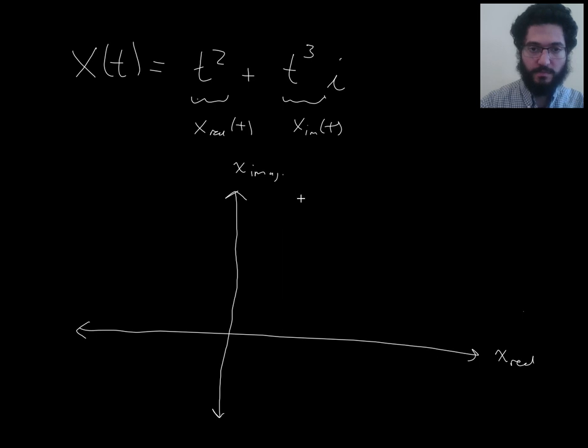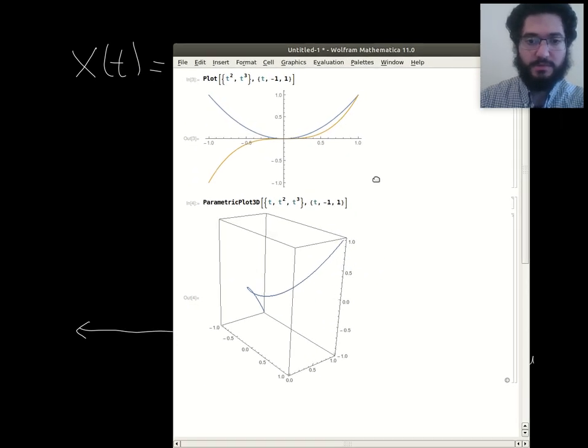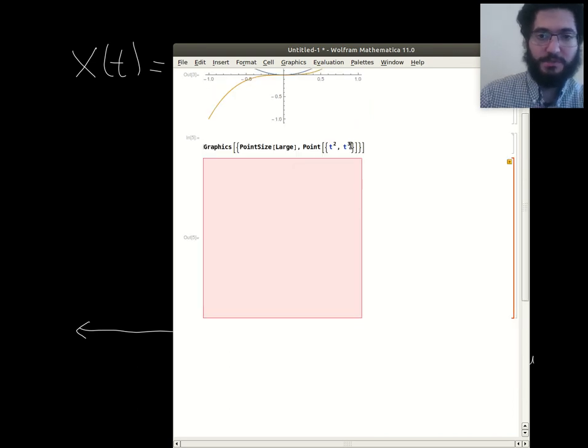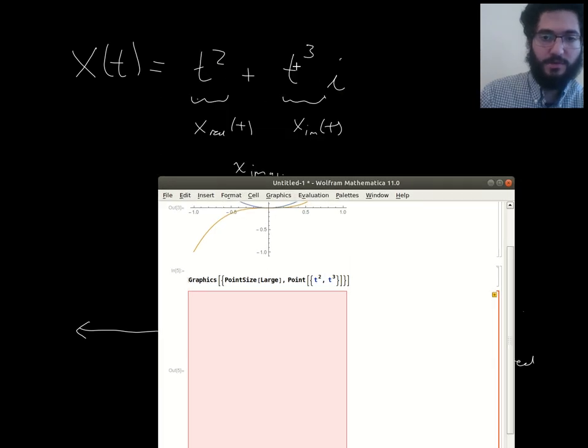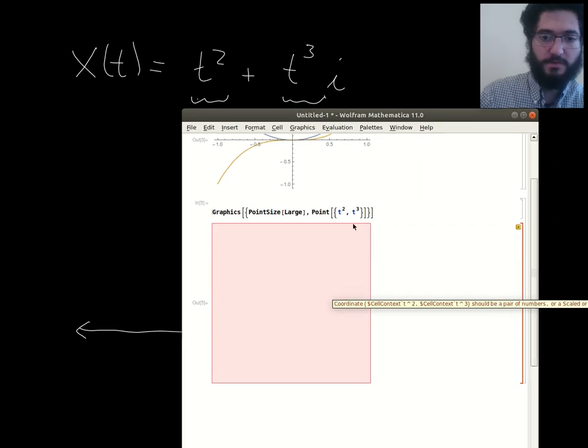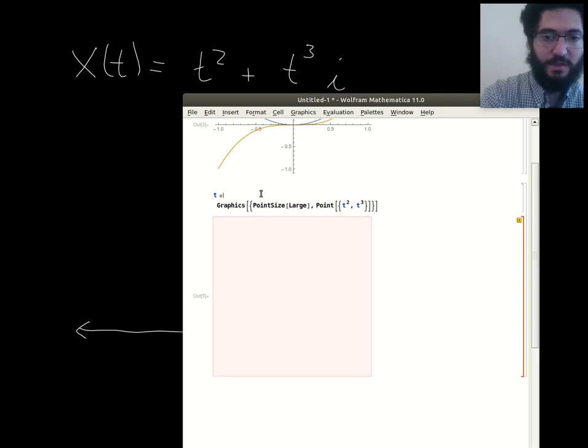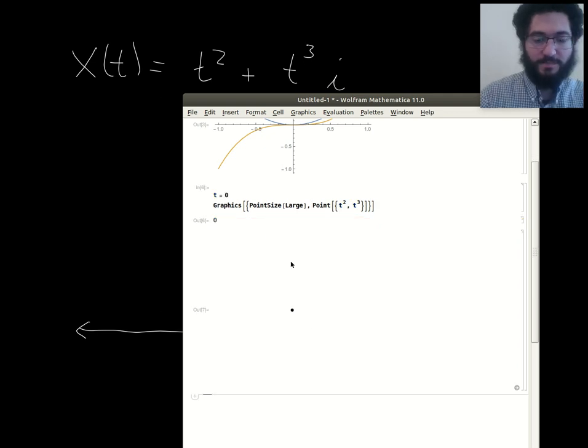So at a particular value of t, x of that value of t equals some point in the plane, right? Real part and imaginary part. So this would be the complex plane. And for this particular example, let's see what it looks like. Okay, here's some code that's supposed to show me a point located at t squared, t cubed, for the real part, the horizontal component, and for the vertical component, but it doesn't know what t is, so I need to tell it. Let's just try t equals 0, and then it gives me a dot.